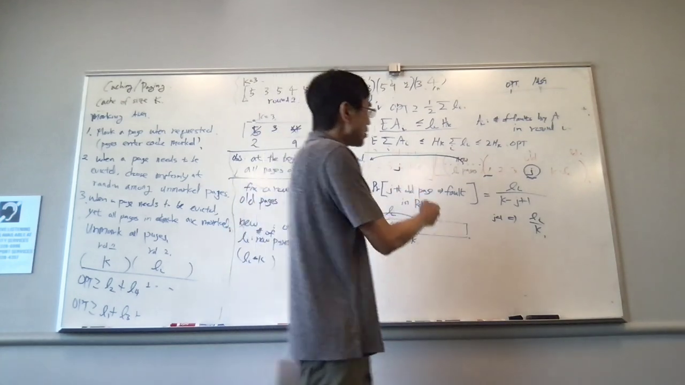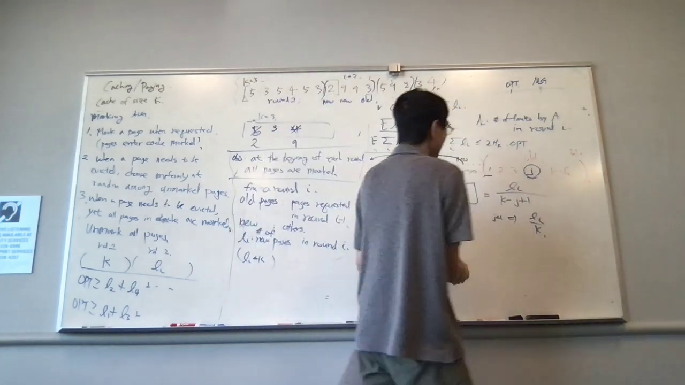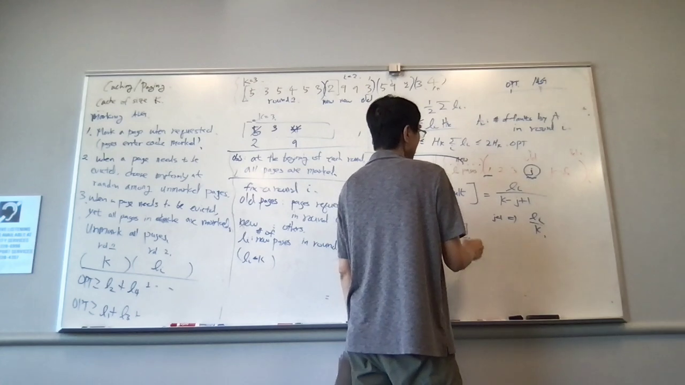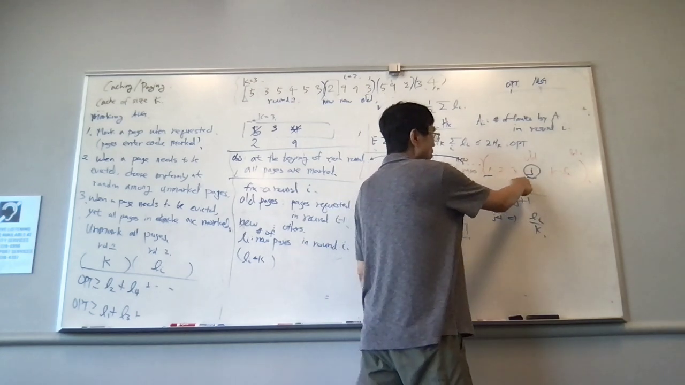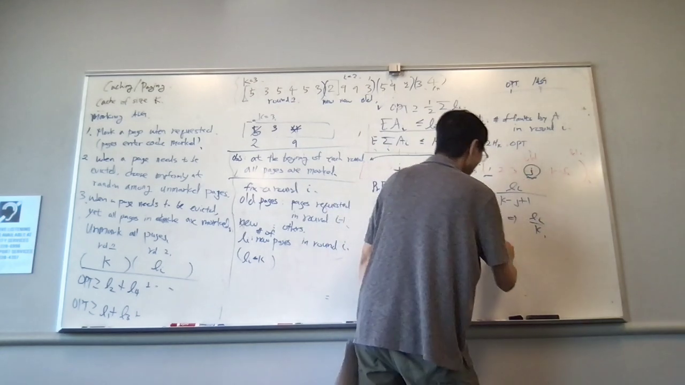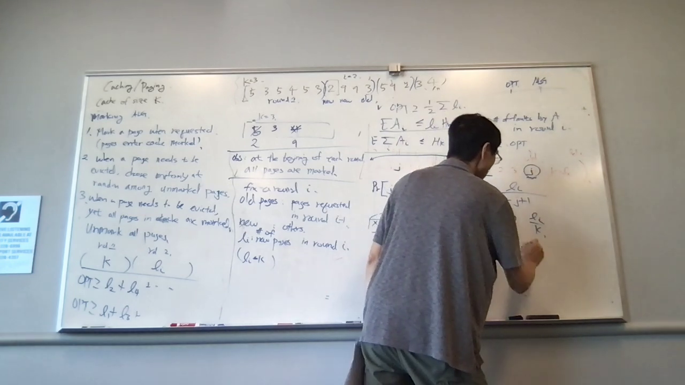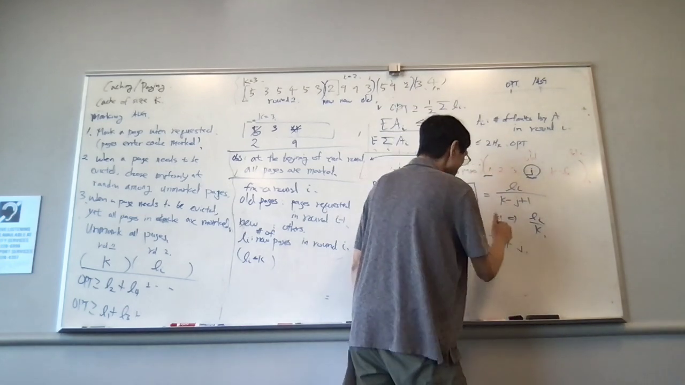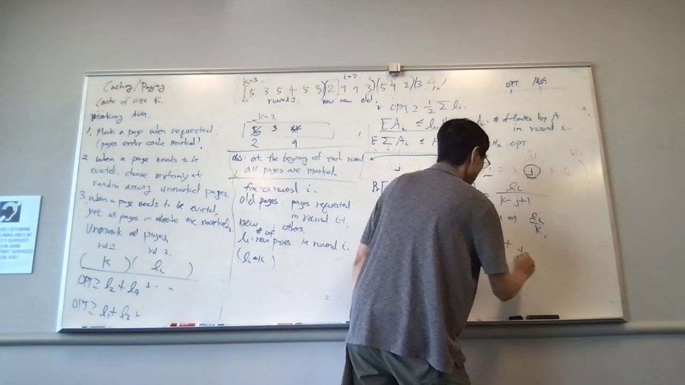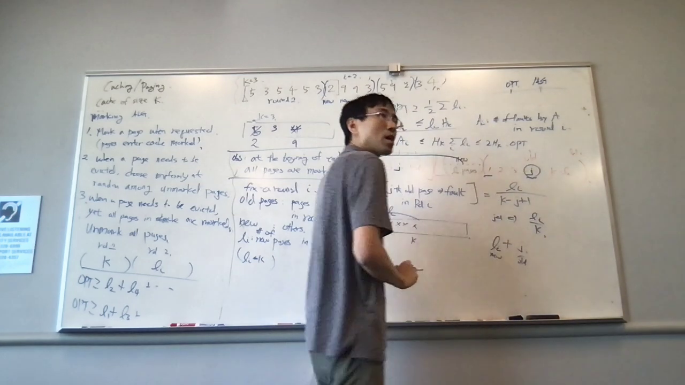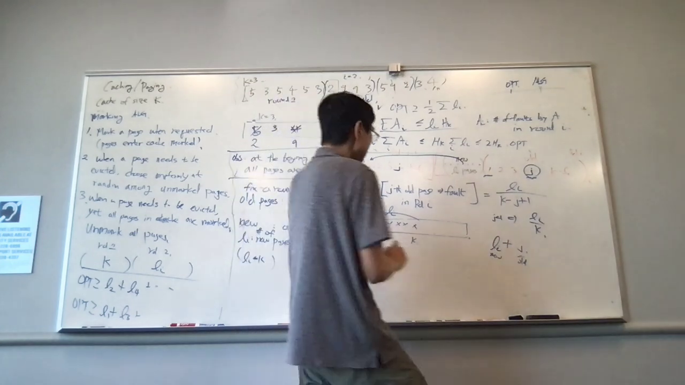Now the next one is a little similar. So what's the deal here? Now think about j. There are Li new pages, plus j old pages right here. Li new pages, j old pages. Let's think about this.